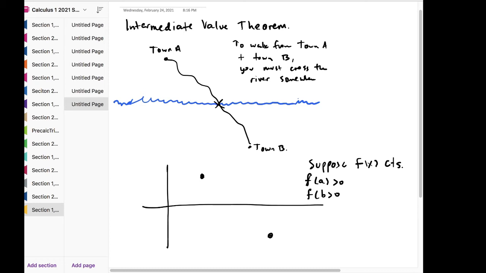What do you think the statement is based on this picture? If you have one value that's bigger than 0 and one value that's less than 0, what does that tell you about a value that needs to exist? Yeah, it needs to cross the x-axis somewhere. So there exists a c such that f of c is 0. So it has to cross.